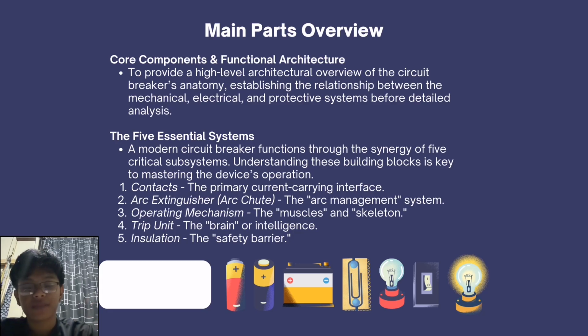Number 5. Insulation, or the safety barrier. The dielectric system that isolates conductive parts from each other and from the operator. This includes housing materials, arc chamber walls, and barriers that ensure the device can withstand transient voltage spikes without flashover.